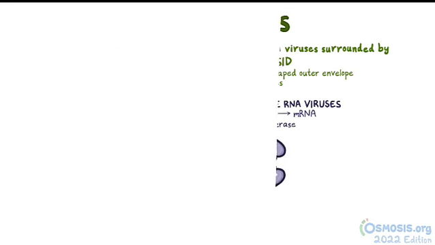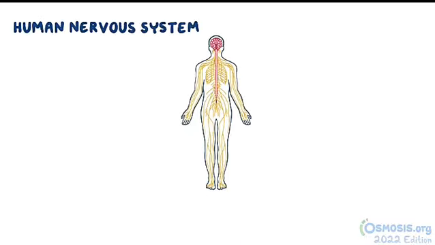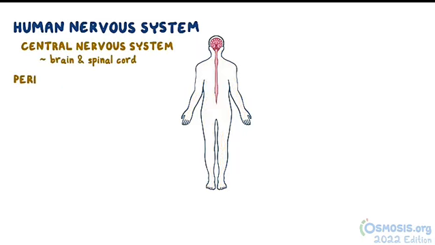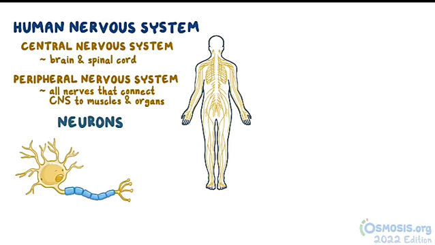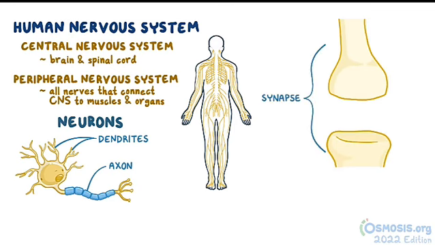To understand how rabies works, first we have to look at the human nervous system. The nervous system is divided into the central nervous system, so the brain and the spinal cord, and the peripheral nervous system, which includes all the nerves that connect the central nervous system to the muscles and organs. Neurons, the main cells of the nervous system, have nerve fibers that extend out from the neuron cell body. These are either dendrites that receive signals from other neurons, or axons that send signals along to other neurons. Where two neurons come together is called a synapse, and that's where one end of an axon releases neurotransmitters, further relaying the signal to the dendrites or directly to the cell body of the next neuron in the series.